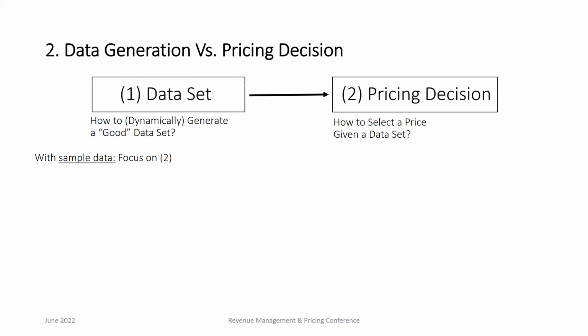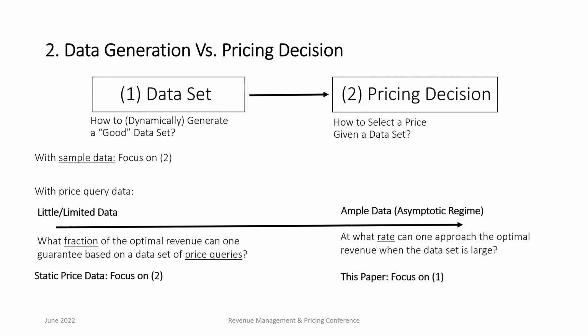With sampled data, the more interesting question is the question of pricing given the data. The data is just IID observations from the value distribution. There's not much to say there, and the focus is really on making the best pricing decision based on the data. With the price query data, including the present paper, there are potentially two interests. Both of the questions can be interesting. With limited data, the focus has been on the pricing decision. So what do we do, again, based on the data that we have?